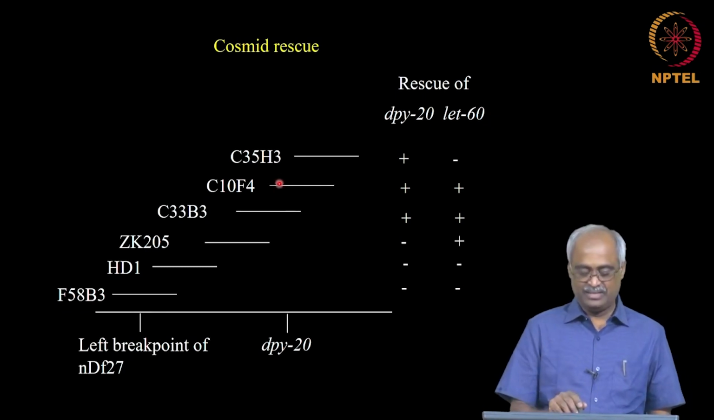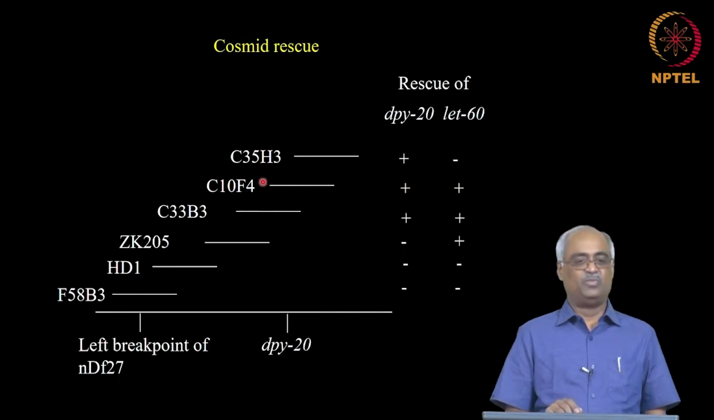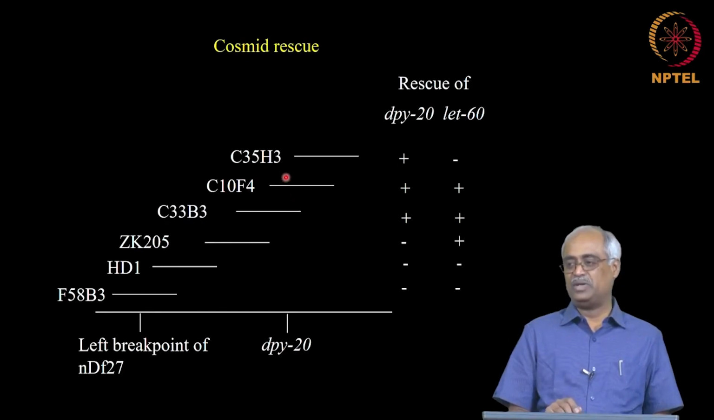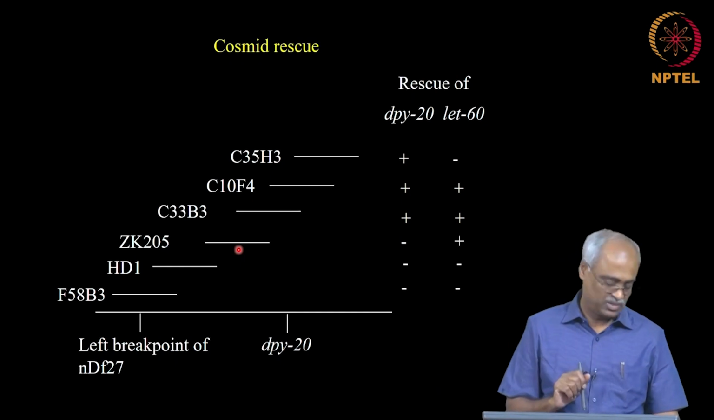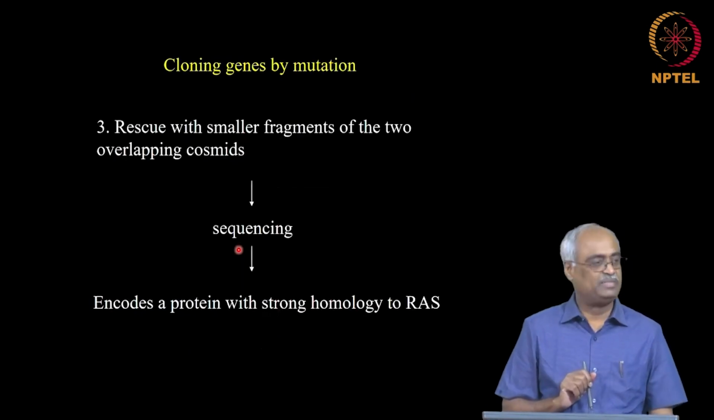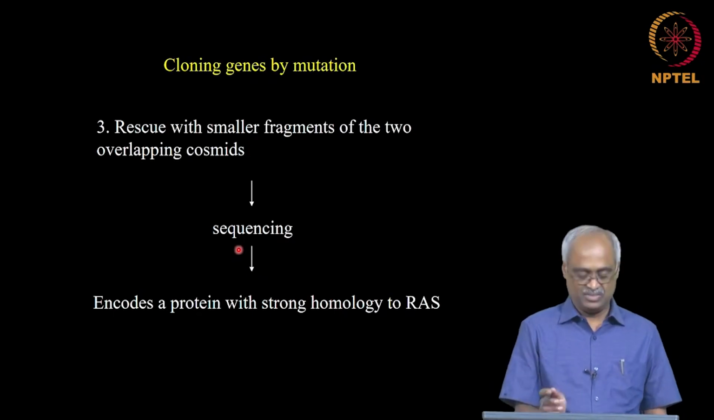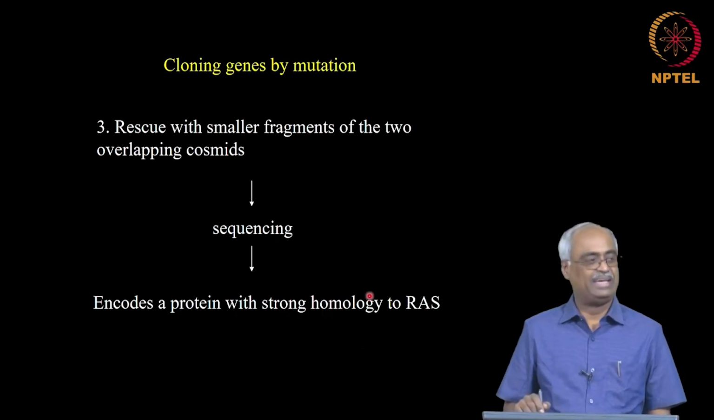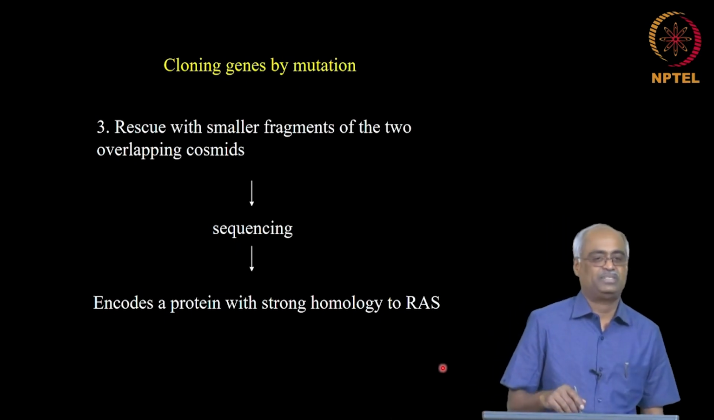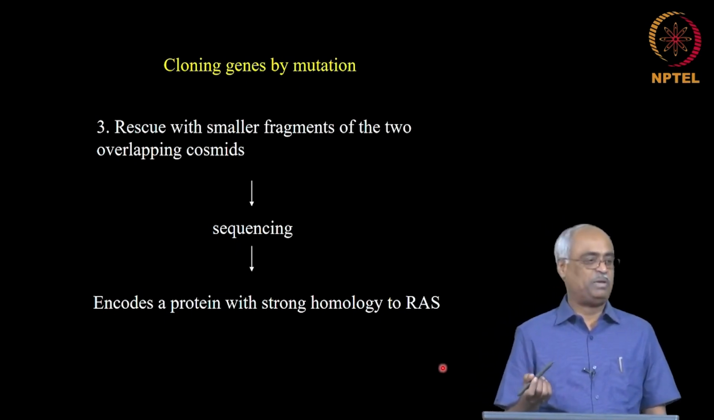So now you take this C10F4 and look at its left side: what kind of open reading frames are there, how many are there, and then you inject each open reading frame, and you will find the one. In this particular case, when they sequenced the open reading frame that rescued, it encoded a protein that was already known as RAS, known only as an oncogene, where its expression caused cell proliferation, but people did not know what it normally did.